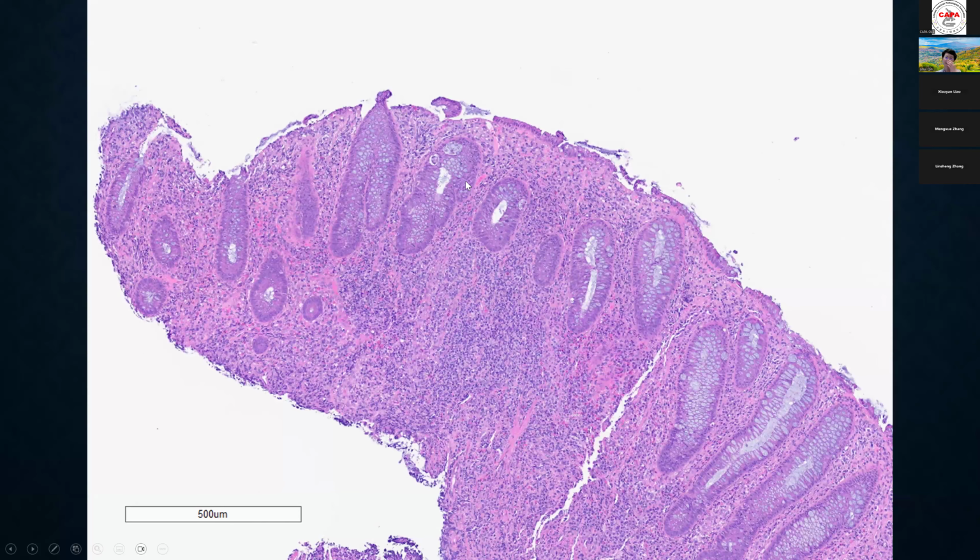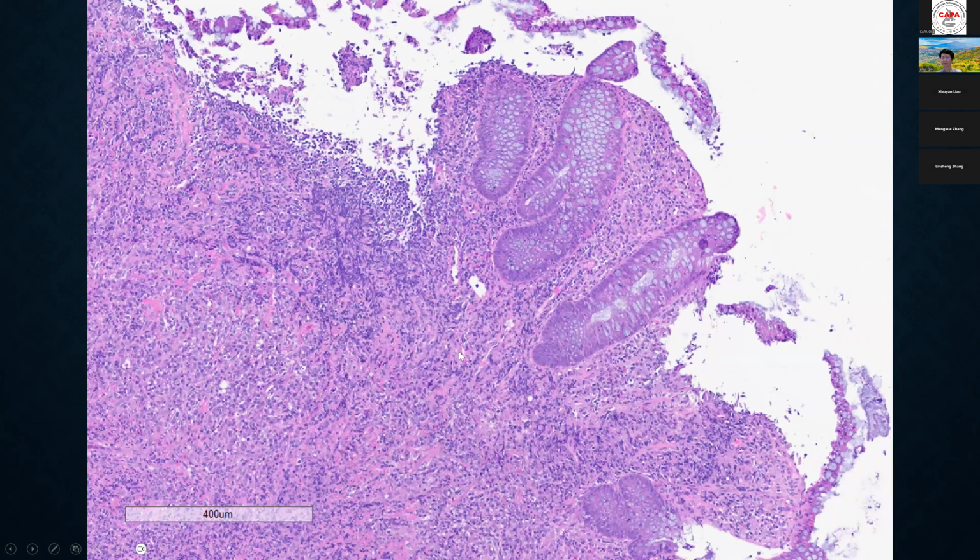How about this case? Here you see architectural distortion, full thickness and basal lymphoplasmacytosis that really look like IBD, right? And the same thing in this case, you can see architectural changes, a lot of plasma cells, some maybe erosions. So if you only see the histology, you can't really tell whether this is IBD or non-IBD, right?